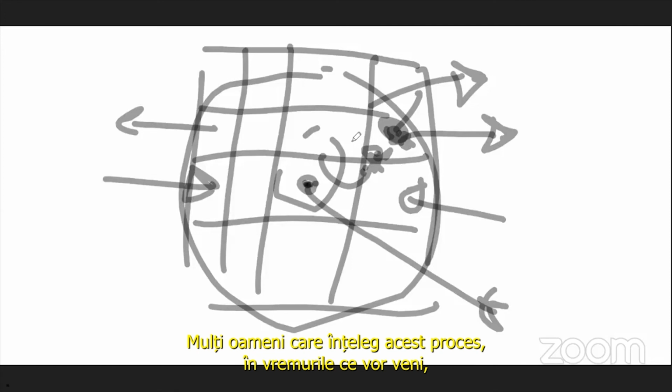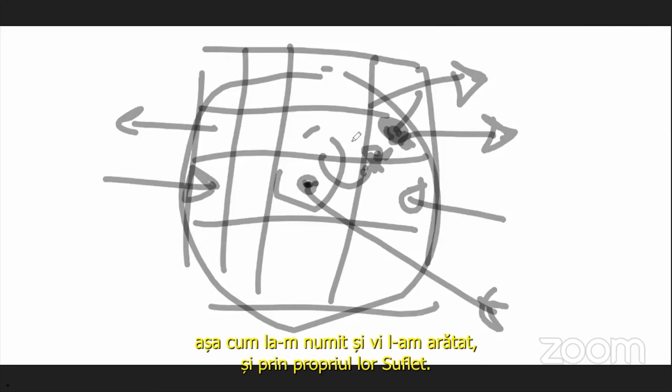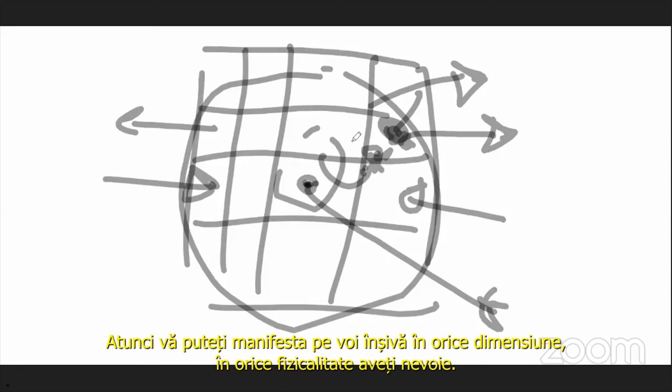Many people who understand this process in the time to come, they travel the depth of space by simply understanding the work of the amino acid, as I showed you, and their own soul. Then you can manifest yourself in any dimension, any physicality you need.